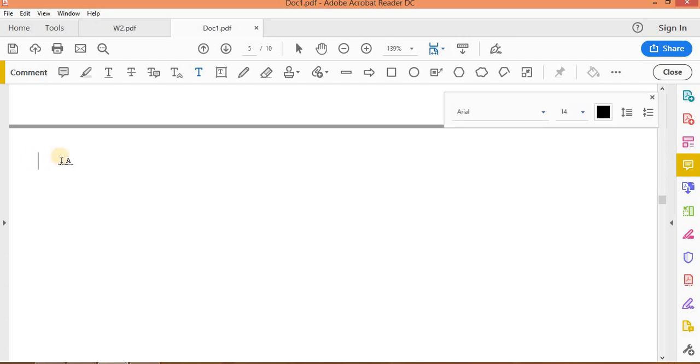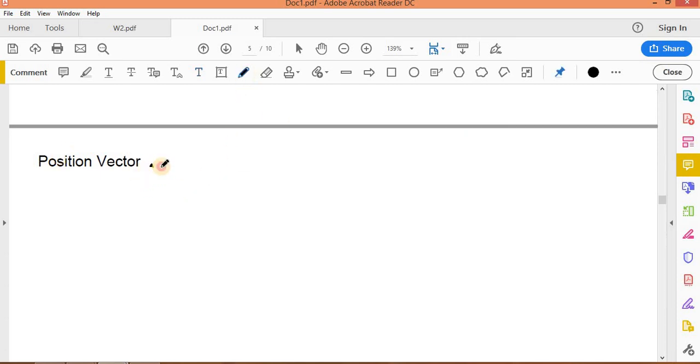Okay, this is the position vector. For the position vector, sometimes we will use the symbol RP, where P is a point. And the position vector, of course, is a vector quantity. So how do we find the position vector?